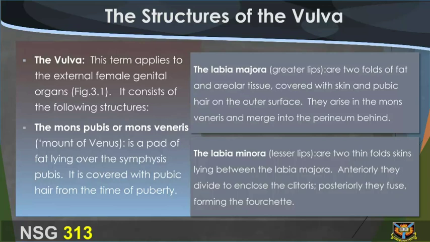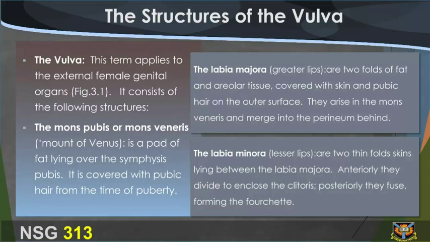The labia majora, greater lips, are two folds of fat and areolar tissue covered with skin and pubic hair on the outer surface. They arise in the mons veneris and merge into the perineum behind. The labia minora, lesser lips, are two thin folds of skin lying between the labia majora. Anteriorly, they divide to enclose the clitoris.